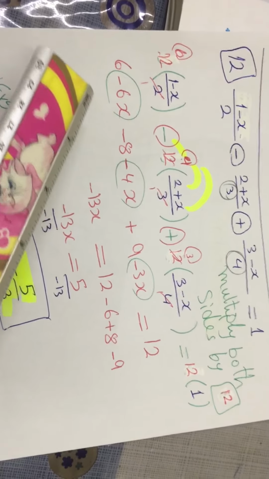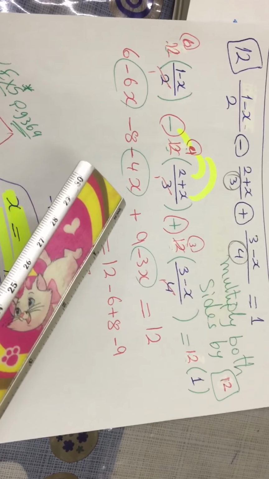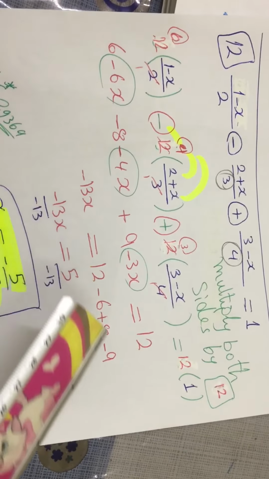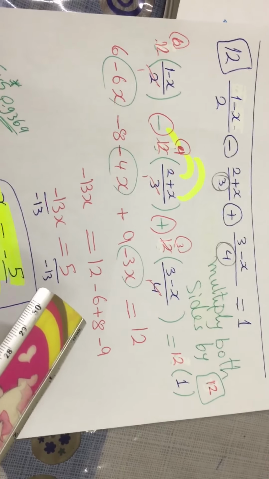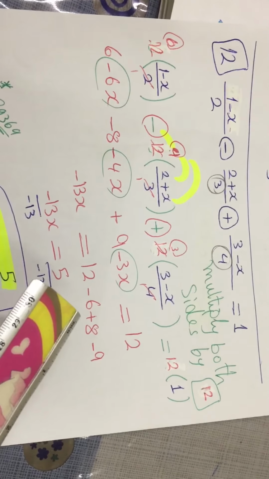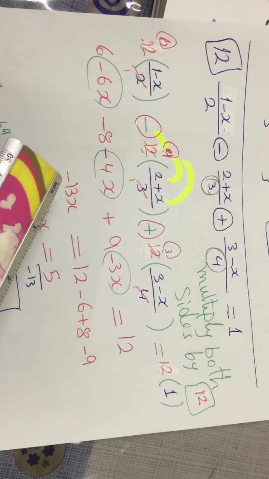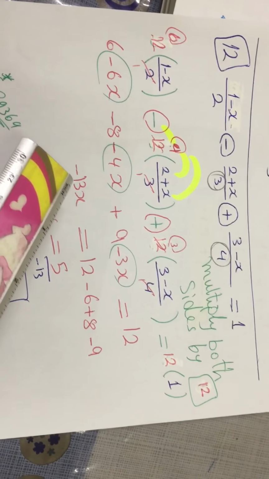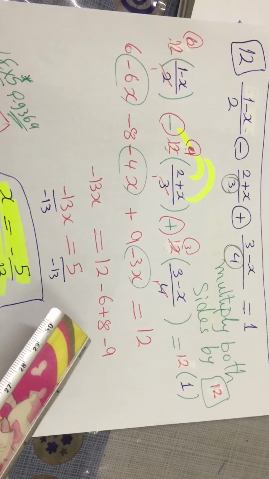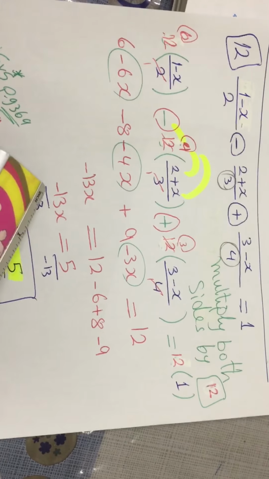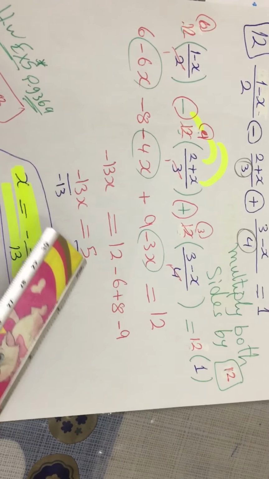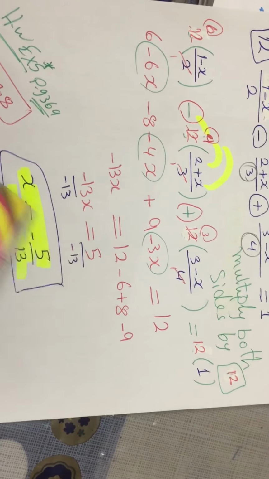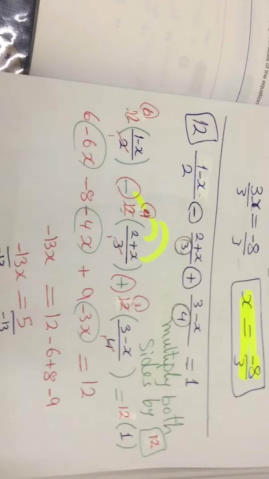Collect the like terms, collect all x's you have, put them aside and the numbers on the other side. Don't forget to change the sign of the term when you transfer its place. Now I have negative 13x equal 5. Divided by the coefficient of x with its sign, divided by negative 13 both sides, so x equal negative 5 over 13.